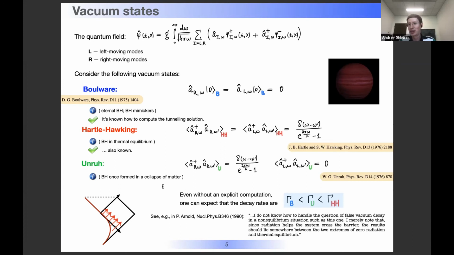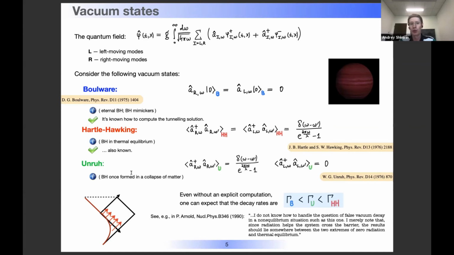Physically, this is the most interesting case since it corresponds to a black hole that was once formed due to collapse of matter. We see that the Unruh vacuum is, in a way, in the middle between the Boulware and Hartle-Hawking states. Roughly speaking, there are half as many excitations in it as in the Hartle-Hawking state. Since we believe that any excitation accelerates vacuum decay, even without any computation, one can guess that the vacuum decay rates are ordered in this way. So the probability is the biggest in the Hartle-Hawking state and smallest in the Boulware state.